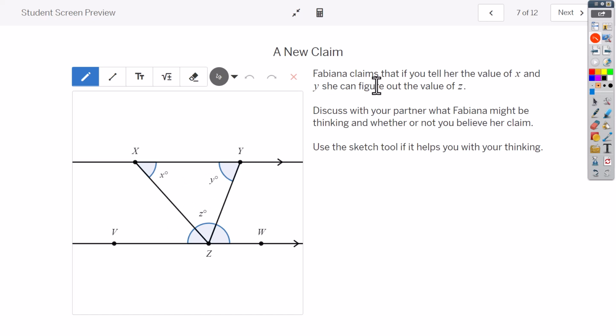Fabiana claims that if you tell her the value of x, which is right here, and y, which is right here, she can figure out the value of z. Now, I think that's pretty obvious, because if she knows two angles in a triangle, she should be able to figure out the third. I don't think I need the sketch tool to say that, but I believe Fabiana.